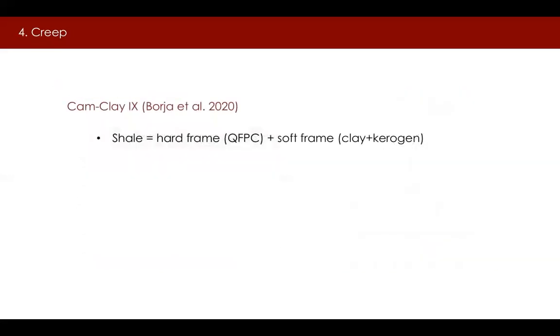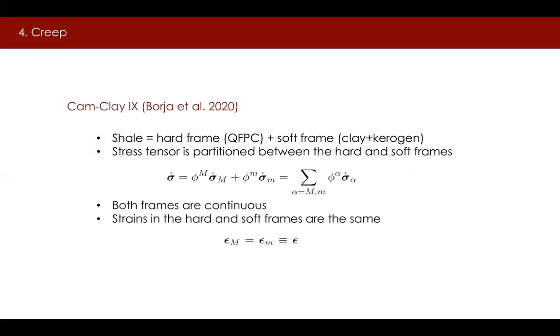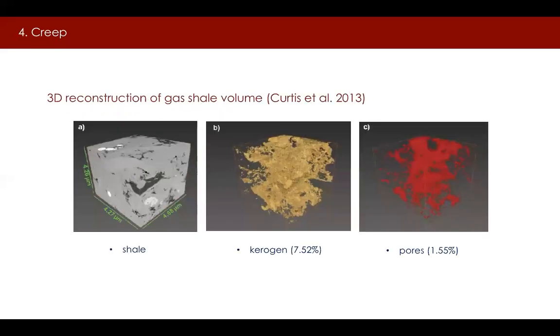We use the same idea in the CAMCLAY-9 model, where shale is assumed to be composed of overlapping hard and soft materials. Thus, the stress tensor can be partitioned between the hard and soft material groups. Furthermore, if the distribution of the two groups is nearly 50-50 by volume, then the strains in the hard and soft material frames may be assumed to be the same. One can verify if the assumption of a continuous material frame is realistic for both the hard and soft material groups by imaging a small volume of shale.